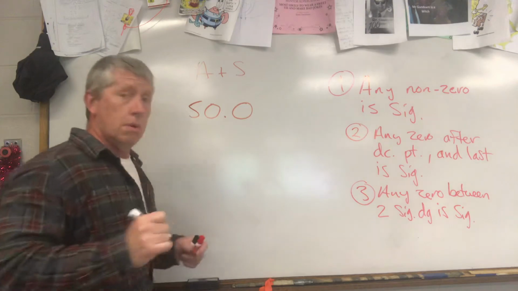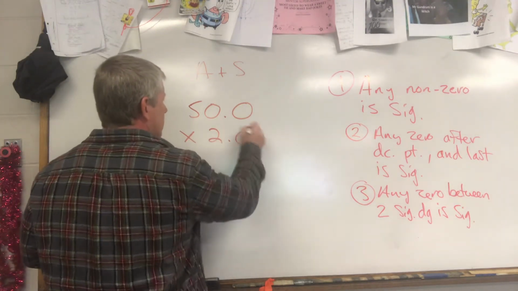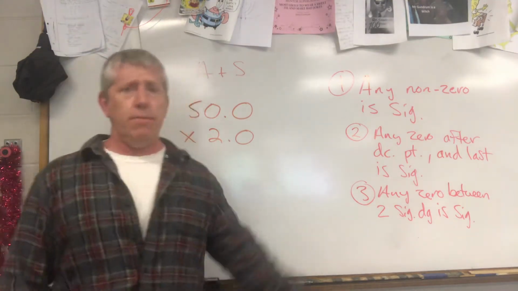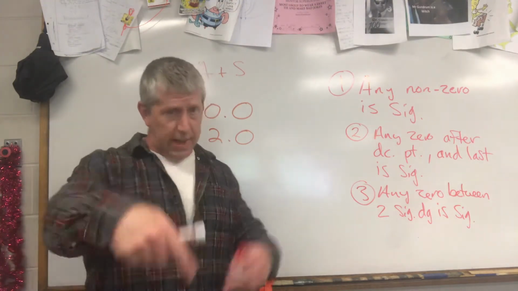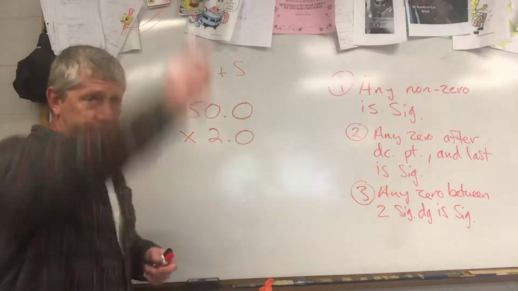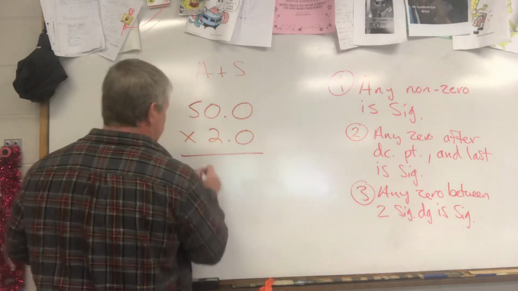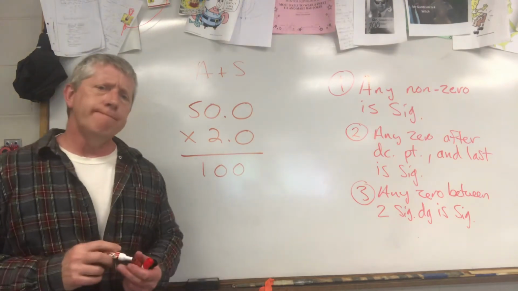50.0 times 2.0. Okay, get an answer. Calculators, get them out, because that's a tough one here. It's a tough one, so what do you get? Okay, somebody got it? Thank you. We get 100? 100? Okay. 100. Is that how I should write that answer?